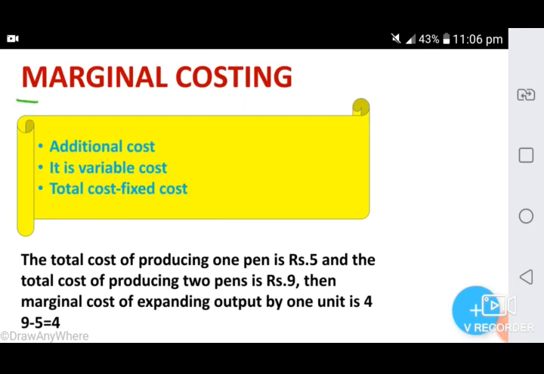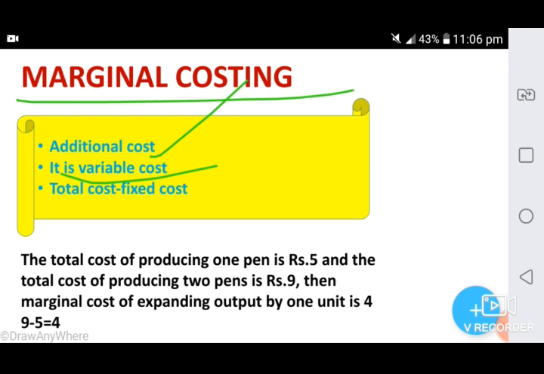First we discuss marginal costing. Marginal cost is the additional cost or extra expense. It is the additional cost of producing an additional unit of product. What is marginal costing? It is also known as variable cost. Total cost minus fixed cost gives us the variable cost.